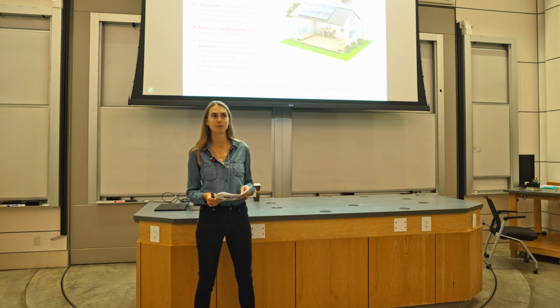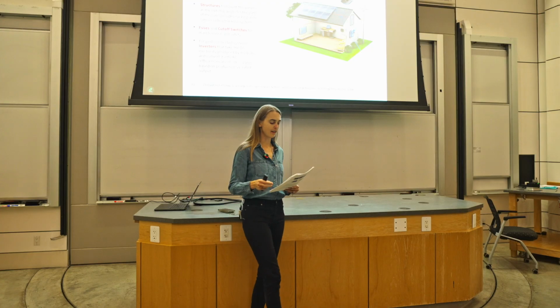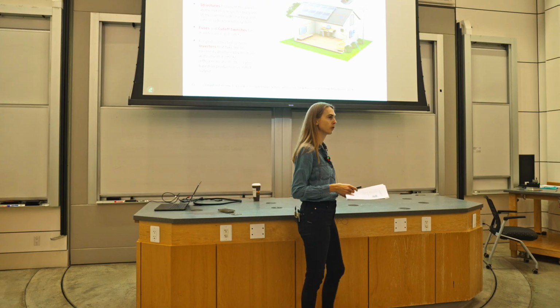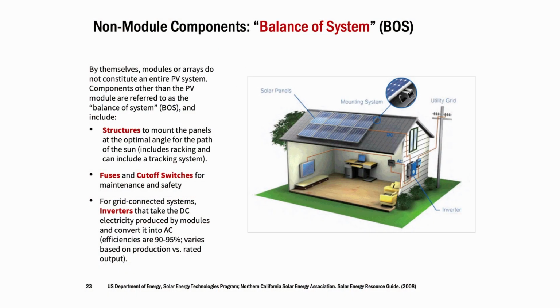Okay, so we talked about the PV materials and panels. In addition to the panels, there's also what are called the balance of system components, the non-module components, which include the racking system, the structure that holds the modules. They include the inverter to convert DC to AC, all the fuses and cutoff switches, etc.